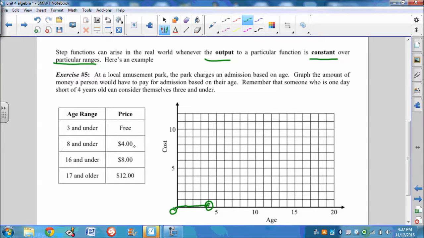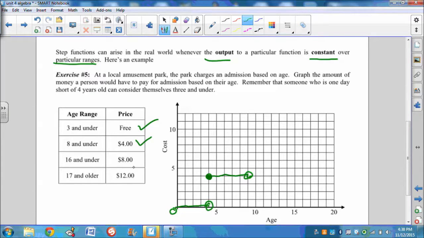Then 8 and under is $4. So the day you turn 4, you are going to have to pay $4. All the way up to, so 4, 5 years old, 6 years old, 7 years old, 8 years old, 8.5, 8 3/4, the day you turn 9. Oh, I shouldn't say the day you turn 9 because that's going to change the price. So right until the day before you turn 9, you're going to pay $4. So we've done these two.